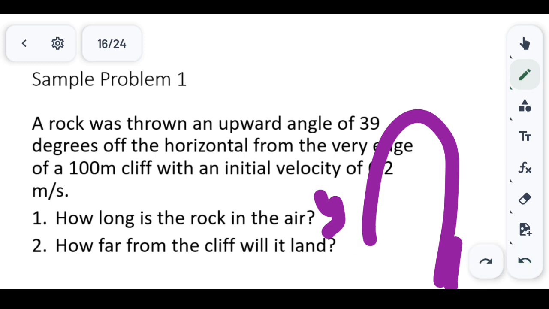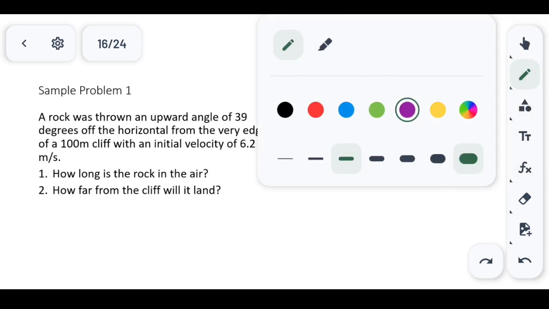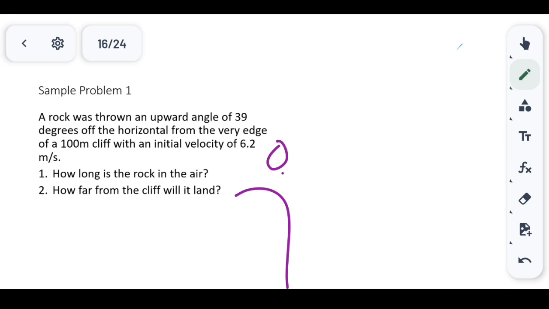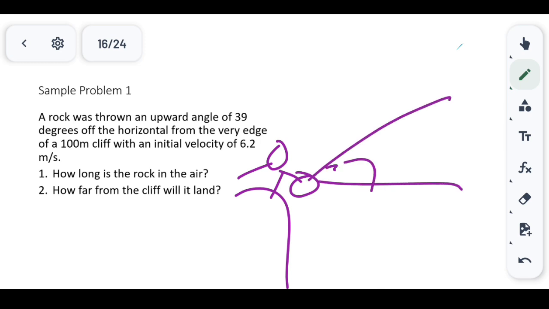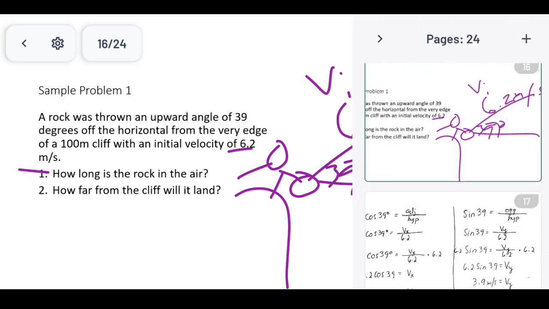I-visualize natin yung problem through illustrations. So for example, ikaw to, nasa cliff ka, nakaupo ka. Tapos, meron kang hawak na bato at hinagis mo yun at an angle of 39 degrees. Yung speed ng paghagis mo ay 6.2 meters per second. Yun ang iyong initial velocity. Ngayon, i-drawing natin ito ng mas maayos.